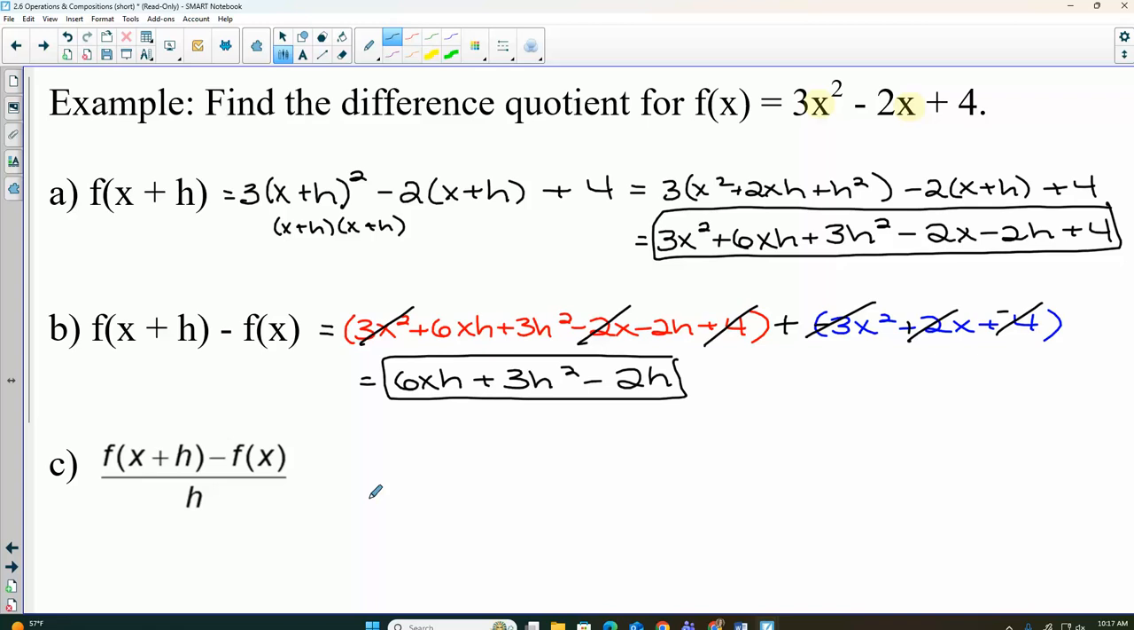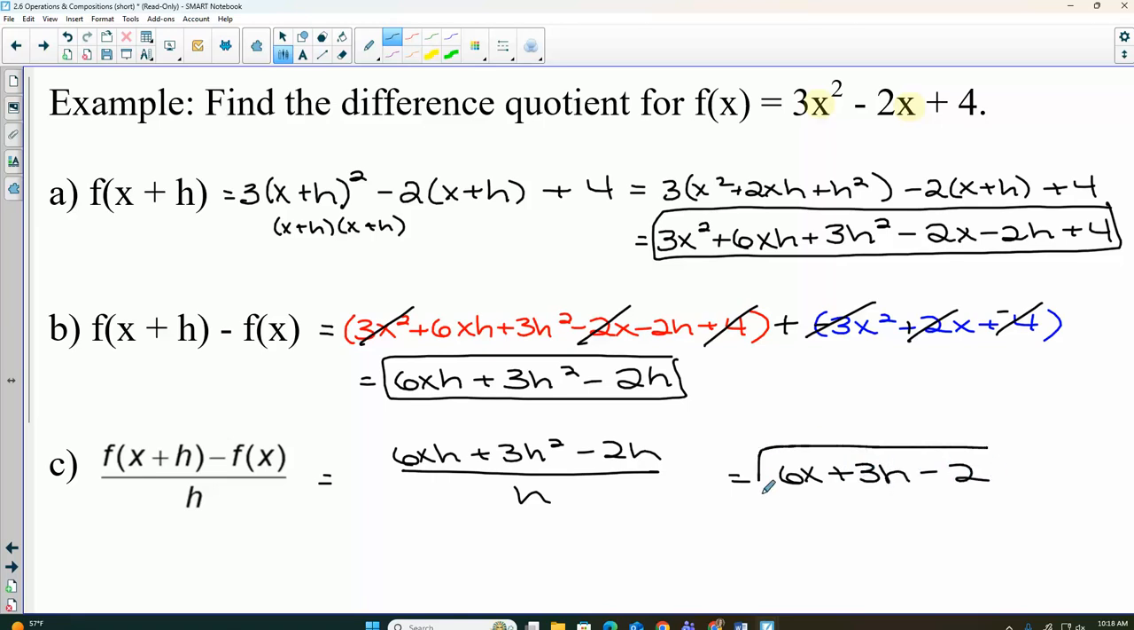All right. Now, part C. f of x plus h minus f of x is the answer we just got. We're dividing that whole thing by h. So that gives us 6x plus 3h minus 2. Take an h out of that. Are there any questions?